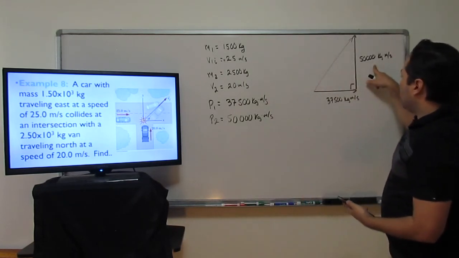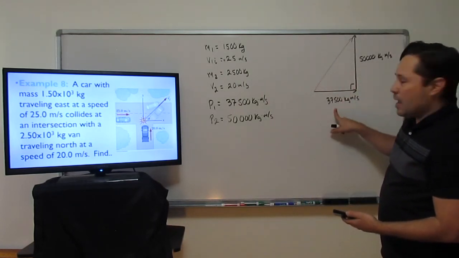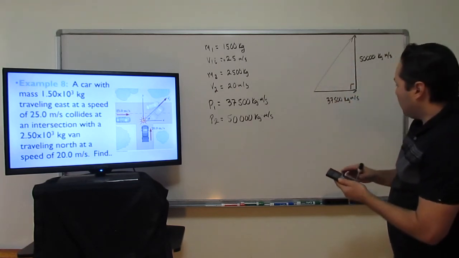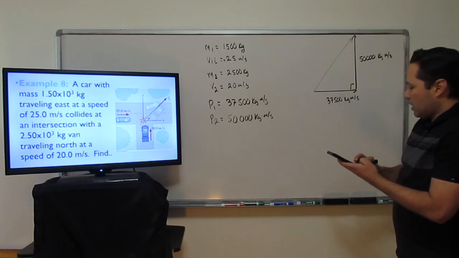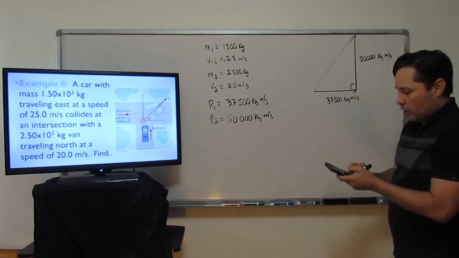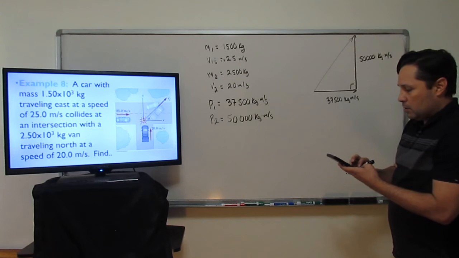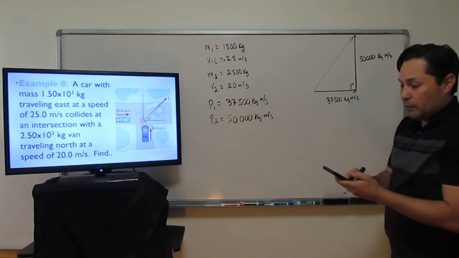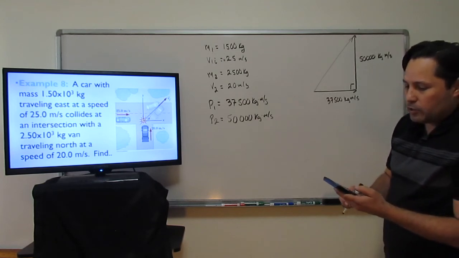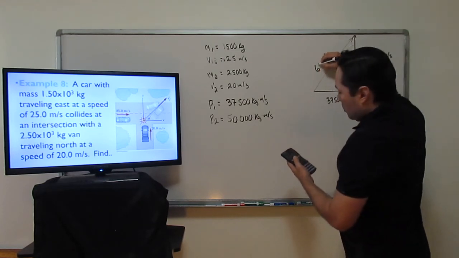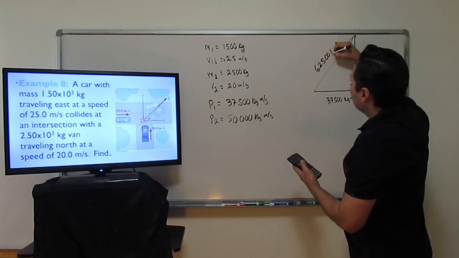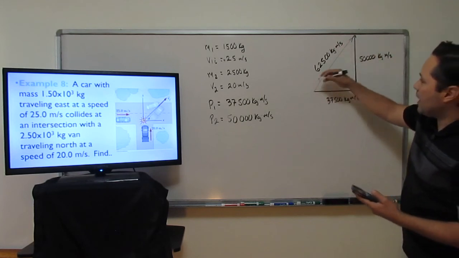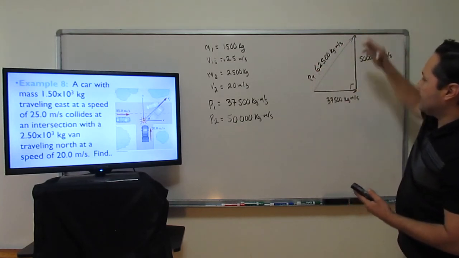So we're going to use, again, the Pythagorean theorem. That's A, that's B, and that's C. So A squared plus B squared equals C squared. So I'm going to multiply 37,500 squared plus 50,000 squared, which equals a very large number. I'm going to take the square root of that, and it's going to give me 62,500 kilograms times meters per second. That is my total momentum going in that direction.